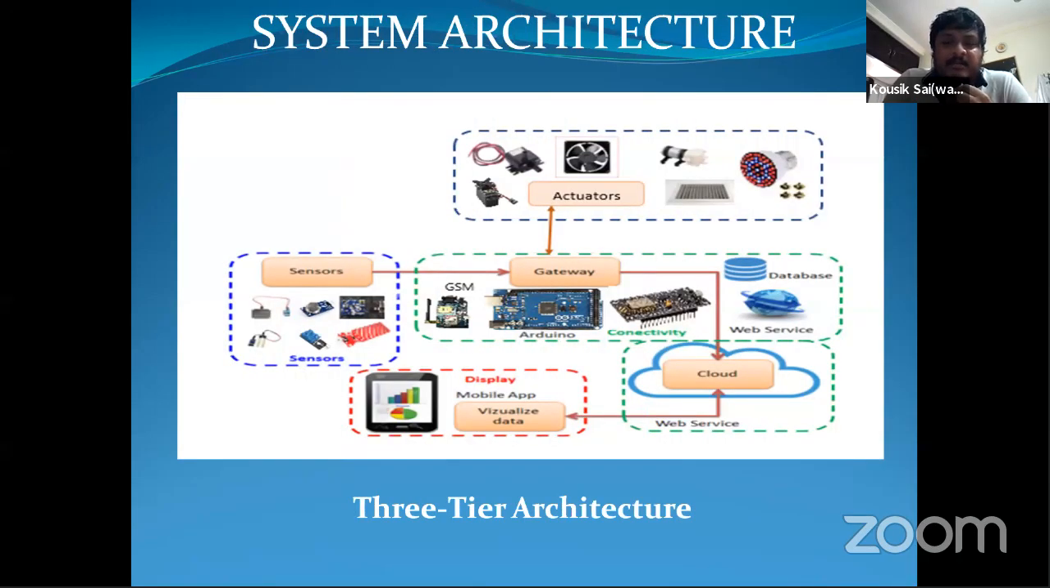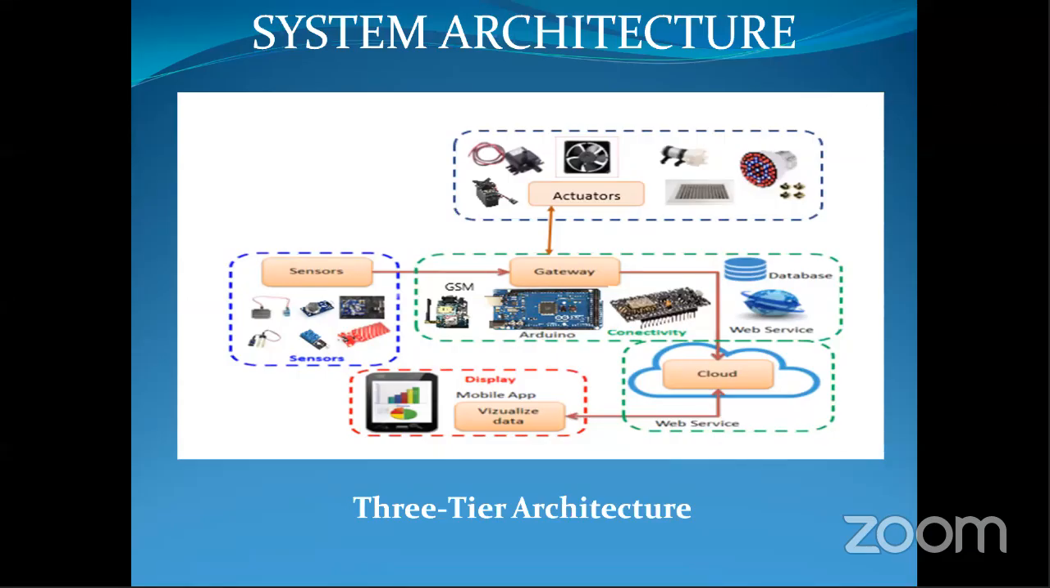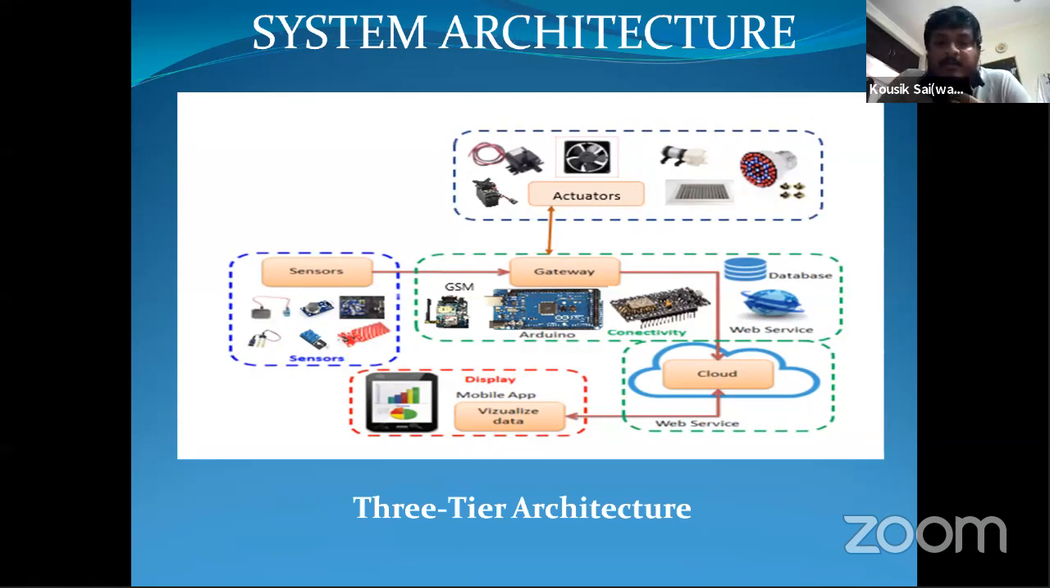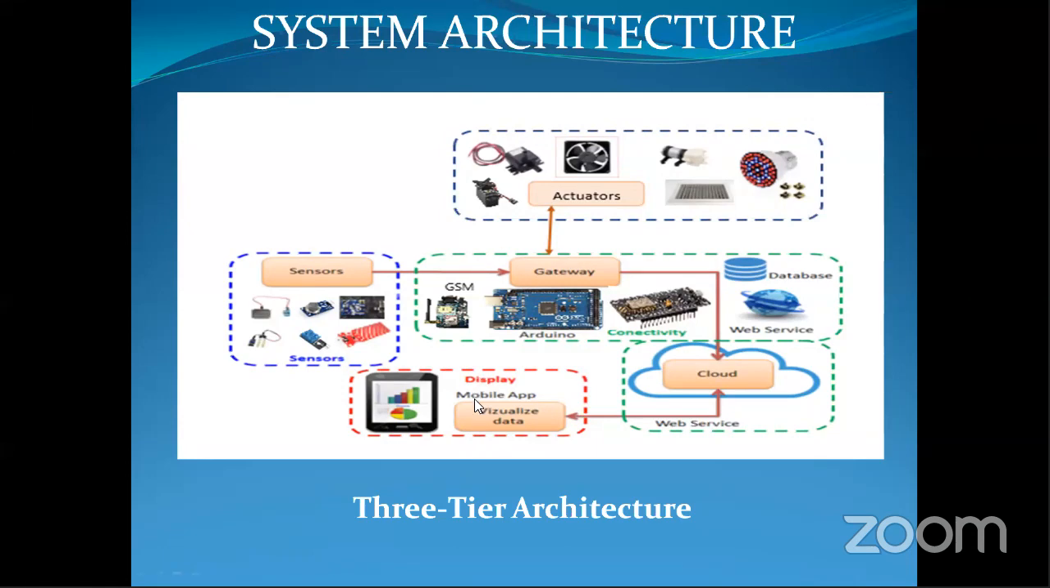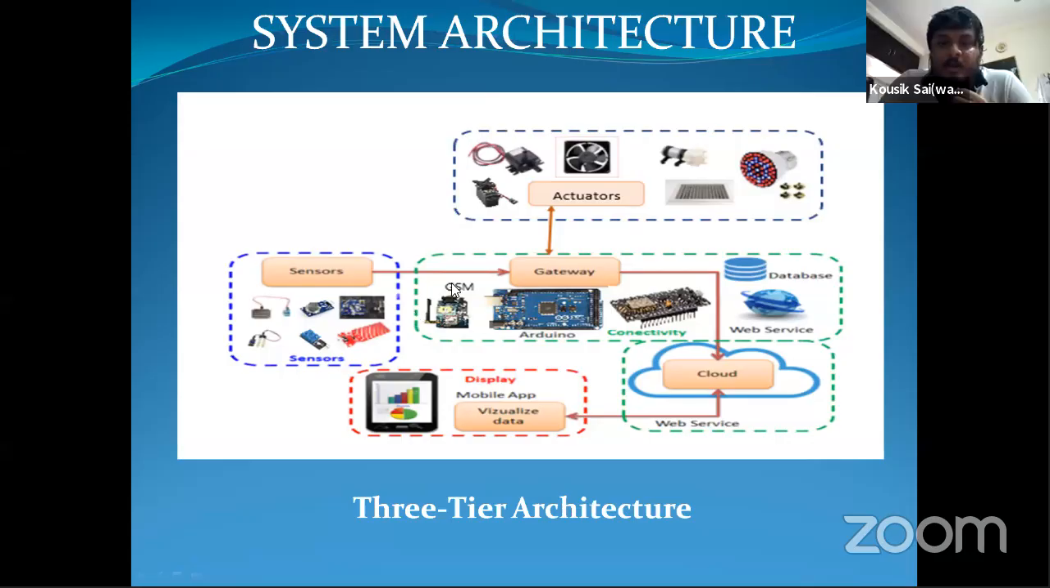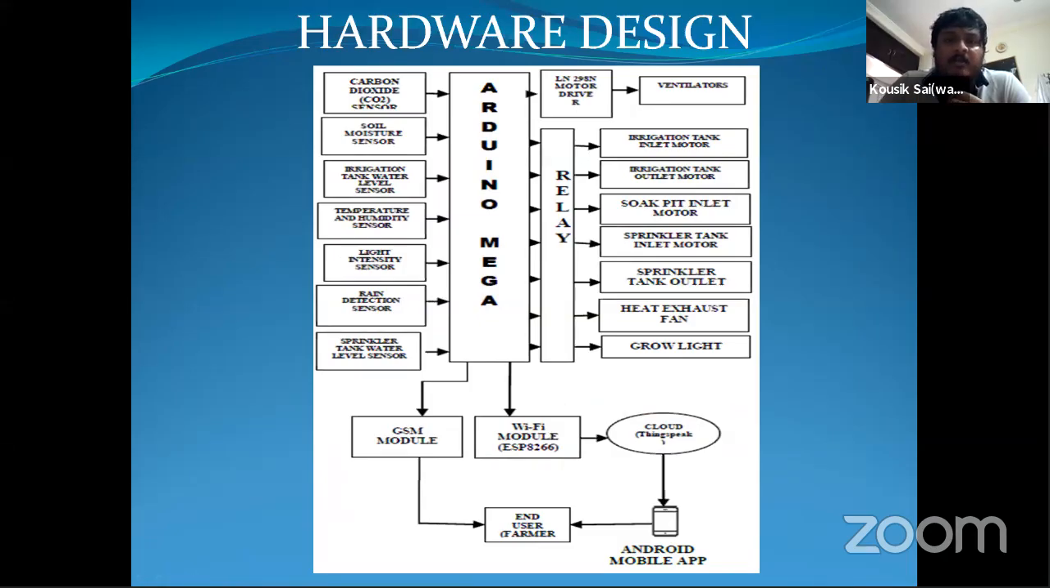The system architecture is that the sensors are connected directly to the Arduino, and the sensors take the data and store it in the Arduino's database, and it will be shared via cloud to the mobile app installed on the farmer's mobile. A GSM module is used to send an SMS when there is an urgency, so the farmer can be alerted. And this is the hardware design and algorithm.